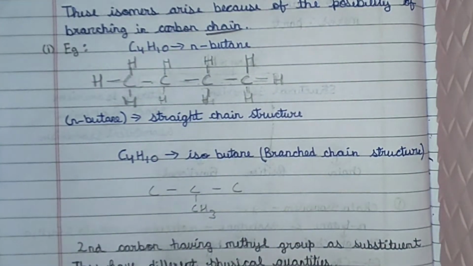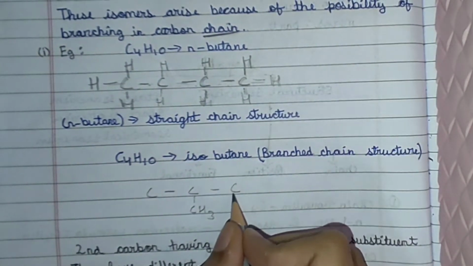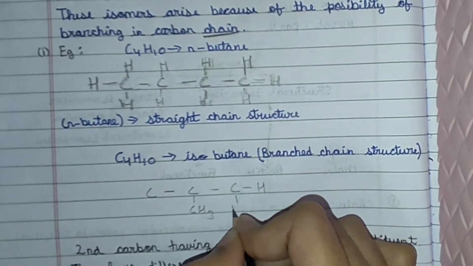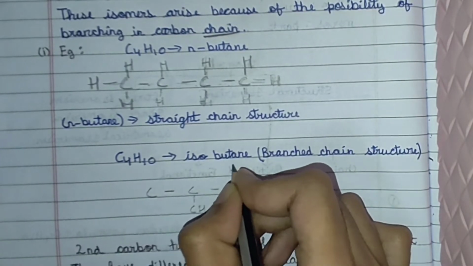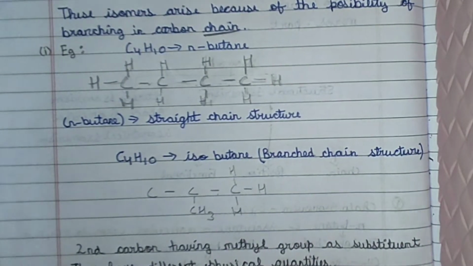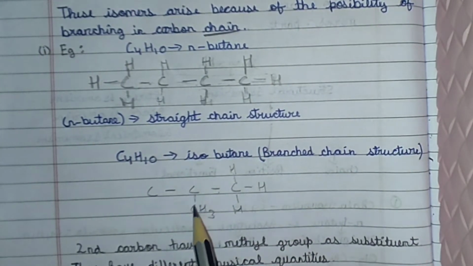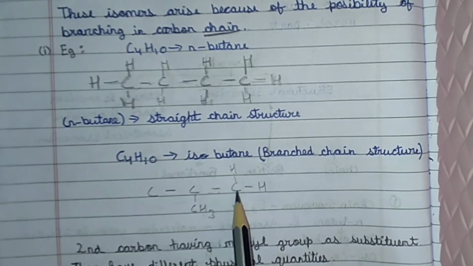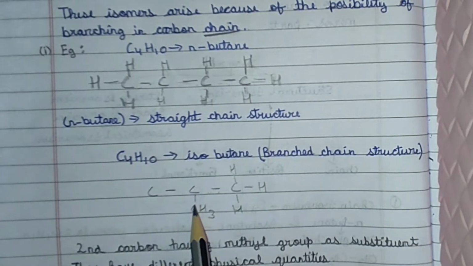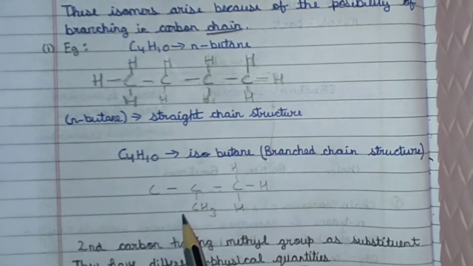Okay, now we will satisfy the valency of carbon. So this carbon already has one single bond with the other carbon, so we need 3 more. So 1, 2, 3, 4. Now here this carbon has one bond with this carbon atom and one bond with this carbon atom and one bond with this carbon atom, meaning it already has 3 bonds here.